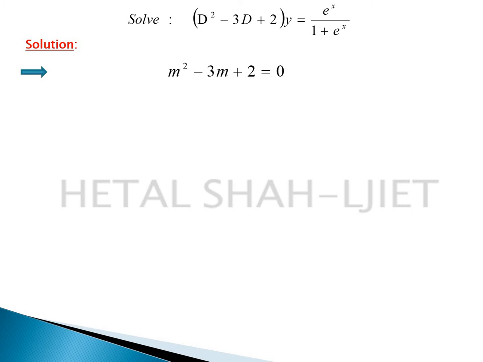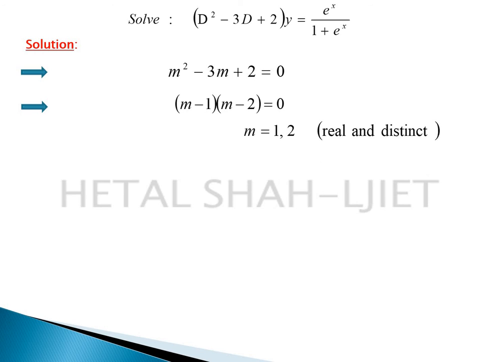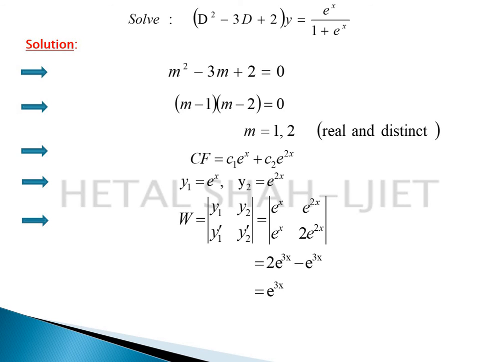This is the auxiliary equation, m square minus 3m plus 2 equal to 0. By factoring, we get the roots m equal to 1 and 2, which are real and distinct. So as per the rule, the complementary function is c1 e raised to x plus c2 e raised to 2x. Here y1 is e raised to x, and y2 is e raised to 2x. Now find the Wronskian. Capital W is the determinant of y1, y2, y1 dash, y2 dash. By substituting the values and simplifying, we get the Wronskian e raised to 3x, which is not equal to 0.